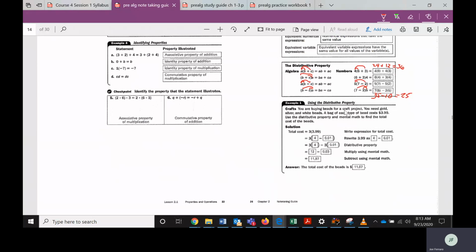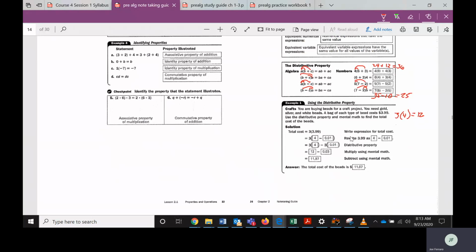It says you are buying beads for a craft project. You need gold, silver, and white. A bag of each beads costs $3.99. Use the distributive property and mental math to find the total cost of beads. So if you were just estimating, you'd say, okay, you're buying 3 bags of gold, silver, and white, and they're $4 apiece, estimating. So estimating, you'd say $12.